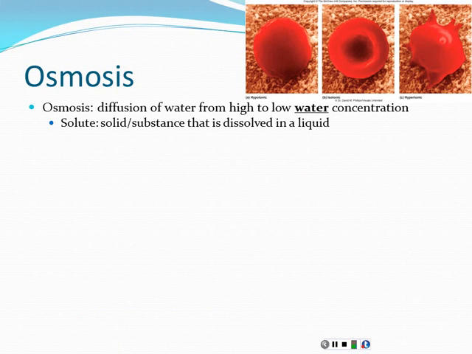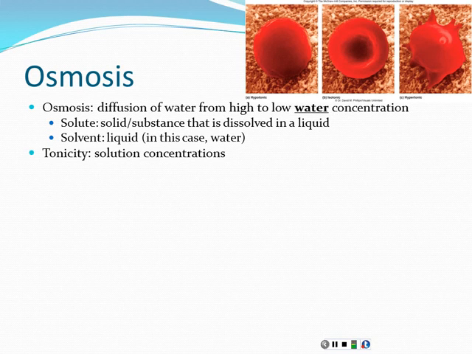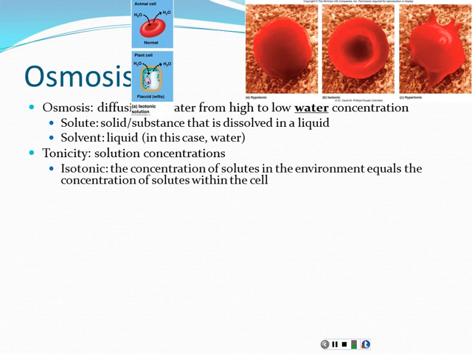Solutes, the definition, are the solids or the substances that end up dissolving in a solution or in a liquid. The solvent is the liquid portion of it. So in this case, we're talking about water. And that will end up forming the solution with the solute and solvent. When we're talking about tonicity, we're talking about the concentration of that solution. So if it's isotonic, iso means the same. So it has the same tonicity or same concentration.